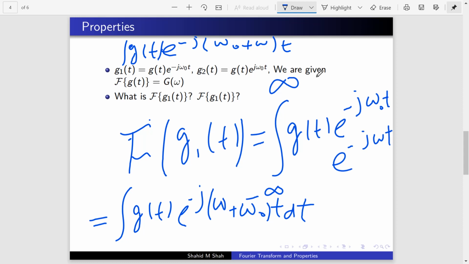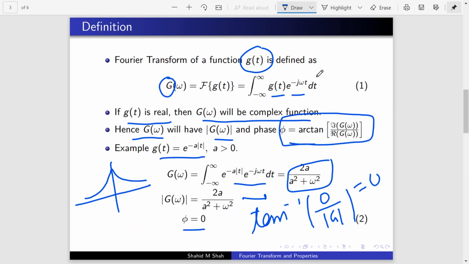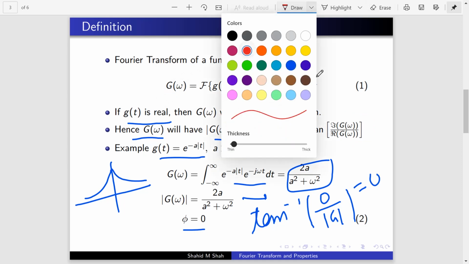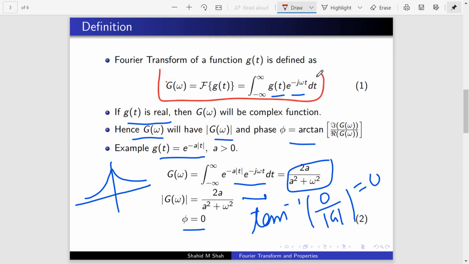So it is the Fourier transform of g of t. Now instead of omega, it is omega plus omega naught. So can I write G of omega plus omega naught by definition, right? See, if you look at this definition, G of omega is the Fourier transform. We are writing here omega because there is omega here. Okay, now instead of omega, if there is omega plus omega naught, that will appear here also, G of omega plus omega naught.